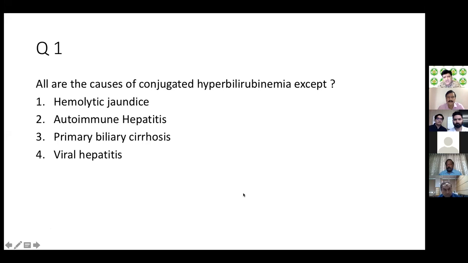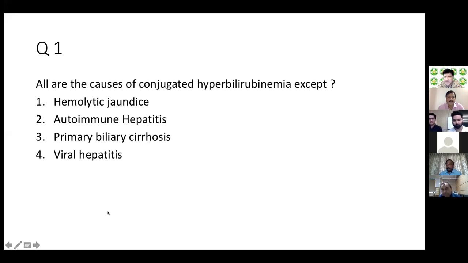And from the history, I think this young girl, Akash, what do you think? Did she have conjugated or unconjugated hyperbilirubinemia, the way she presented? Based on history, she had jaundice along with high colored urine. Right. So it's predominantly conjugated hyperbilirubinemia. Okay, so you will think more of conjugated hyperbilirubinemia.